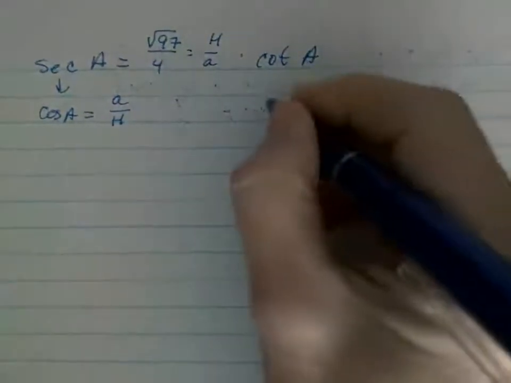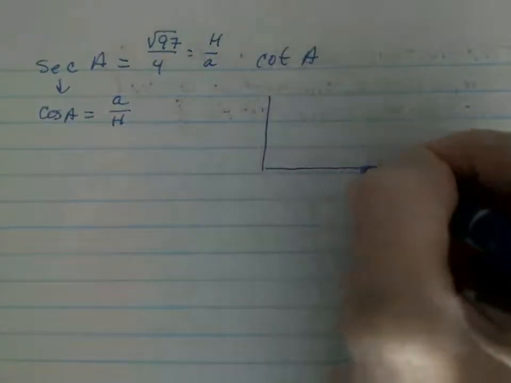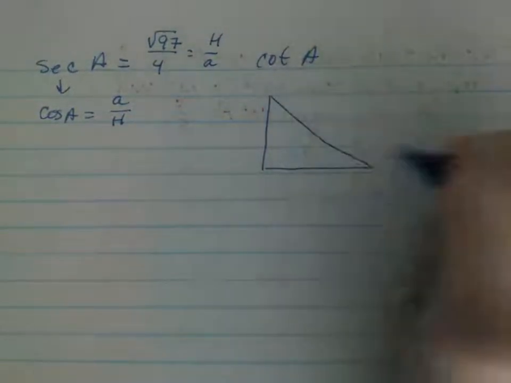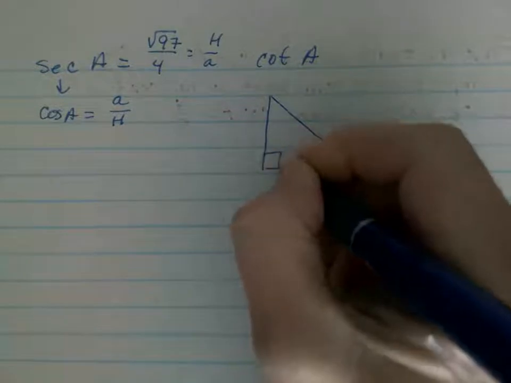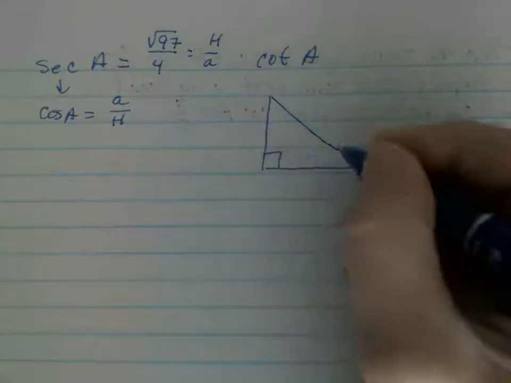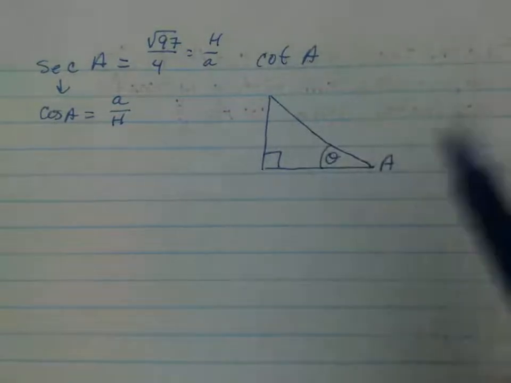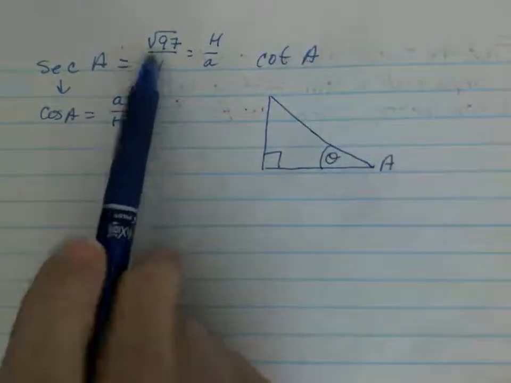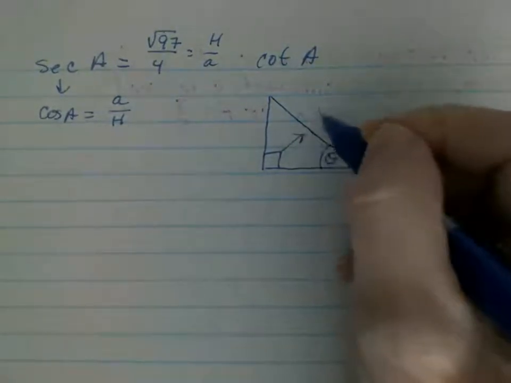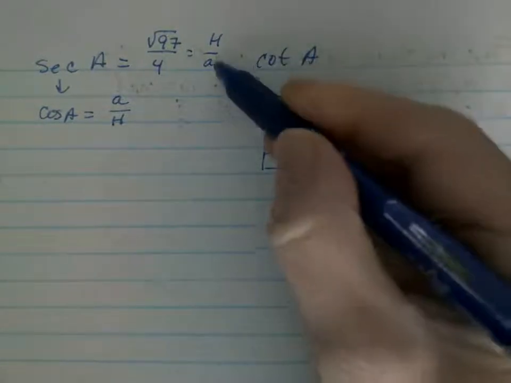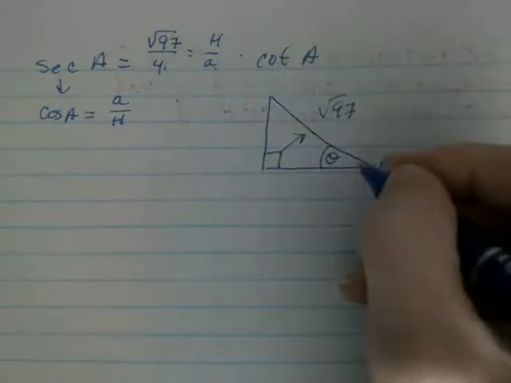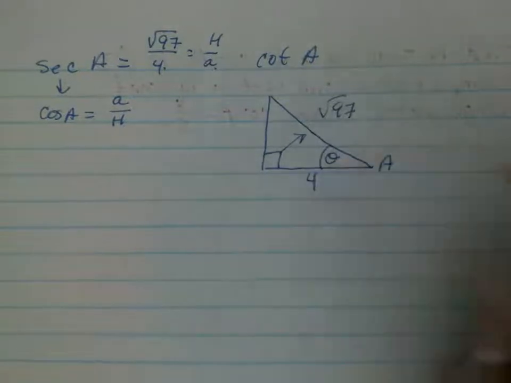Second step is to draw that triangle. It really doesn't matter the orientation, like which way you face this triangle. The main thing is that you have the right angle and your reference angle. Once we have the triangle, let's put in the sides. Our hypotenuse is here. That's the square root of 97. The adjacent is 4. So that's this bottom side here.